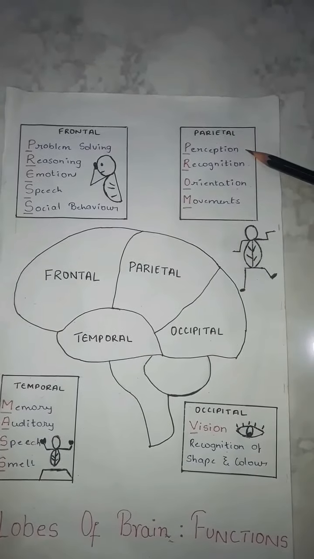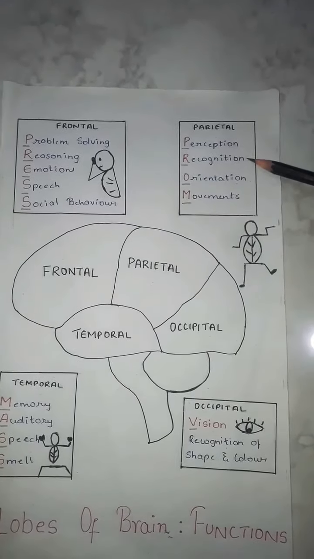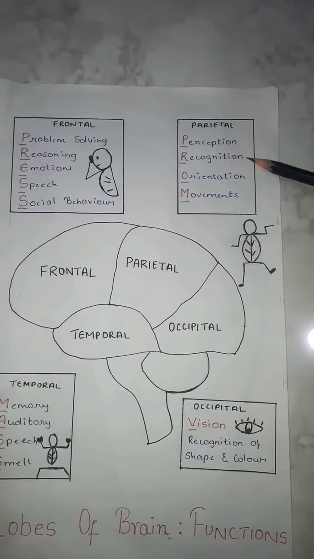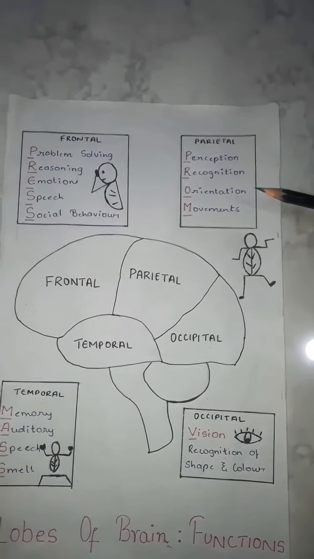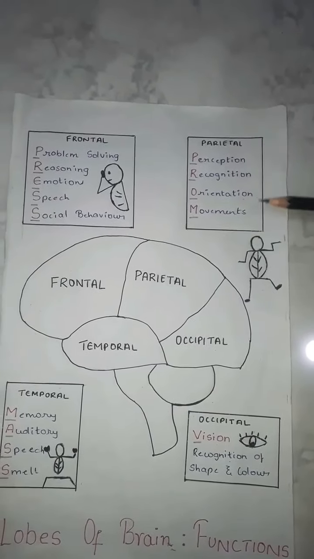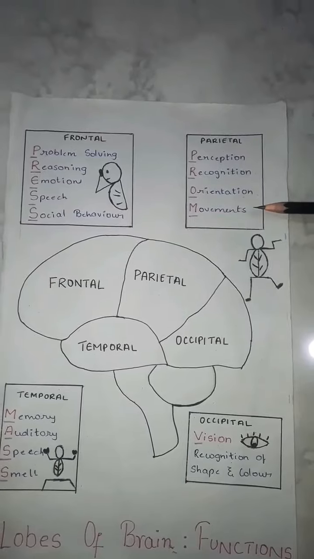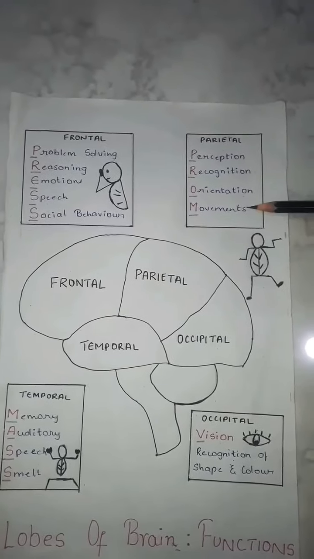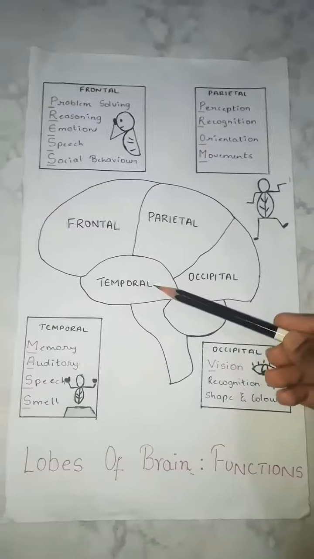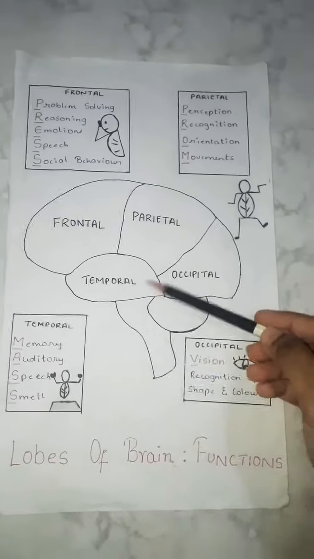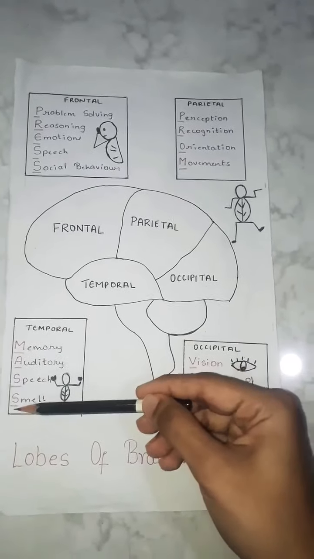Now you recognized few of your friends over there. So recognition. Since you recognized your friends, it means you were oriented, which means orientation. And then finally, why do you want to go to prom? To dance. So movements. Now, for the temporal lobe, we have the mnemonic MASS, M-A-S-S.